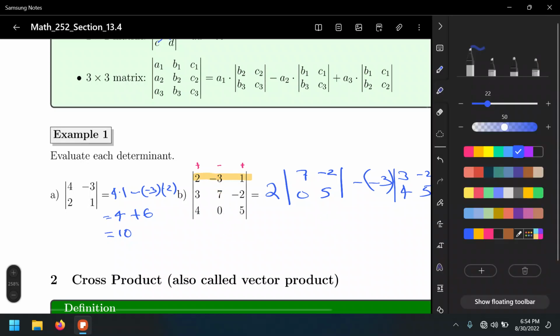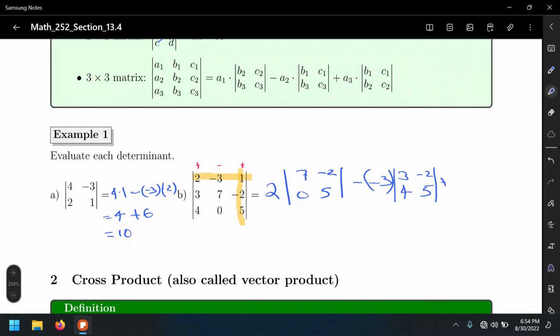We can do the following. We can do the same. So which element do they have in common? The first row and the third column, isn't it the number 1? So that's 1 times, and the minor is 3, 7, 4, 0.